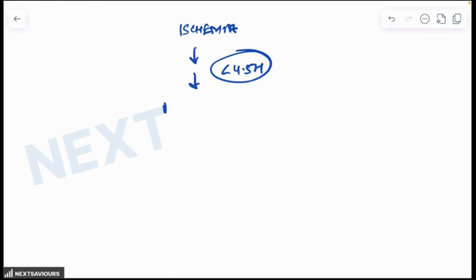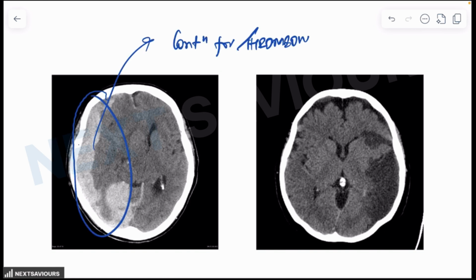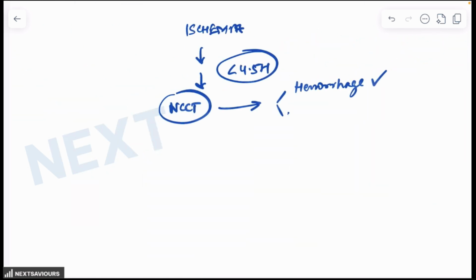Now, the first thing that you have to go for is doing the NCCT scan. Why NCCT of the head? Because you have to identify whether the hemorrhage is present or not. If the CT shows the presence of hemorrhage, then it is a contraindication for thrombolysis and the management differs. But if the patient is presenting with no hemorrhage, that means if the patient is presenting with ischemic features, then there are two possibilities.